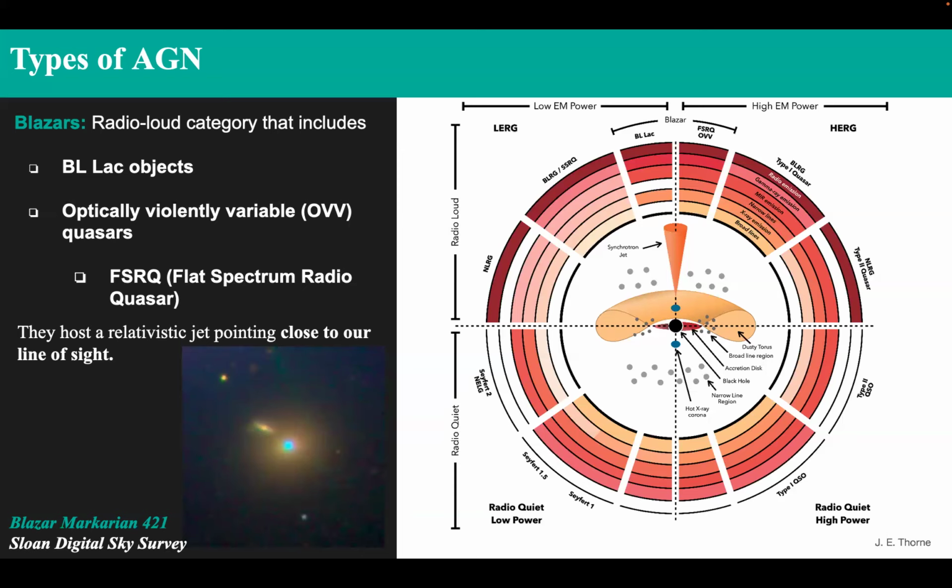Here you can see that observing the AGN from different angles, we see different phenomena, and we give another name for each that comes from the same object.